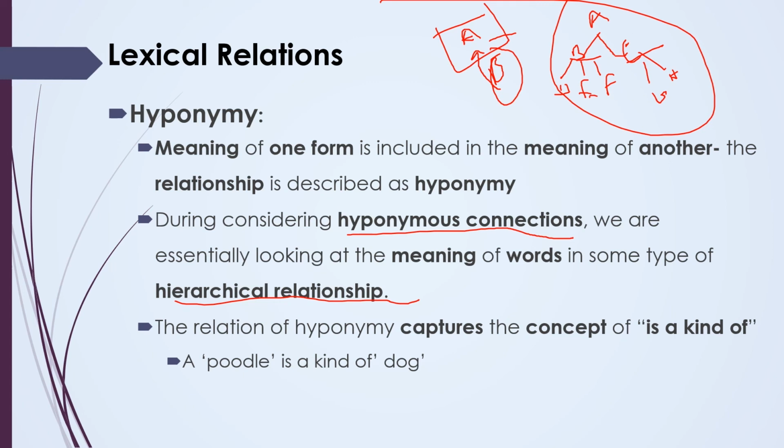The relation of hyponymy captures the concept of "is a kind of." So it's the concept of "is a kind of." What does that mean, "is a kind of"? For example, a poodle is a kind of dog.